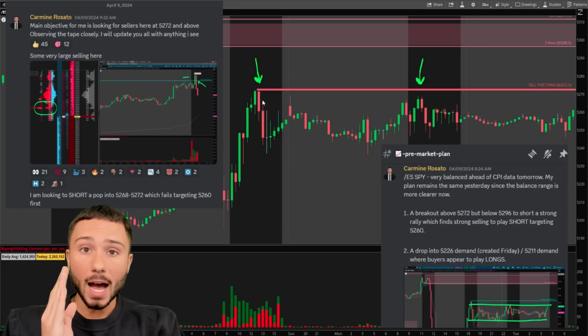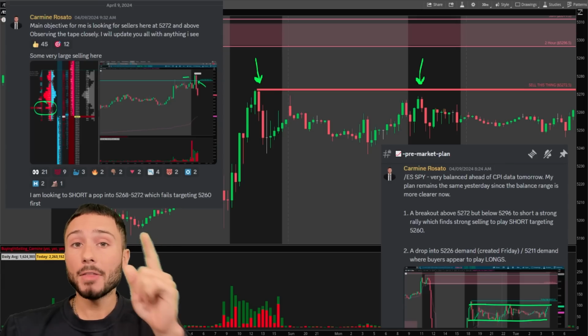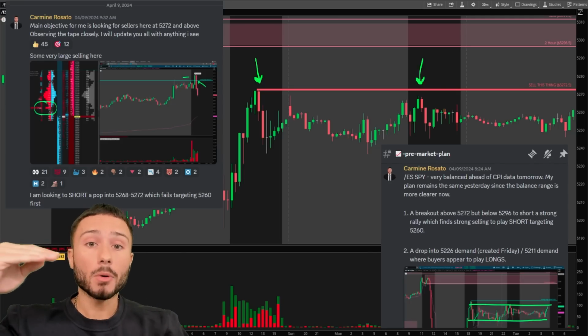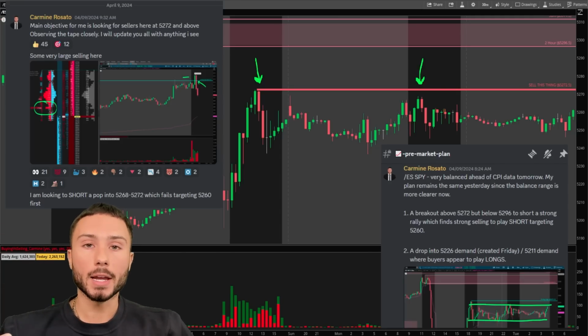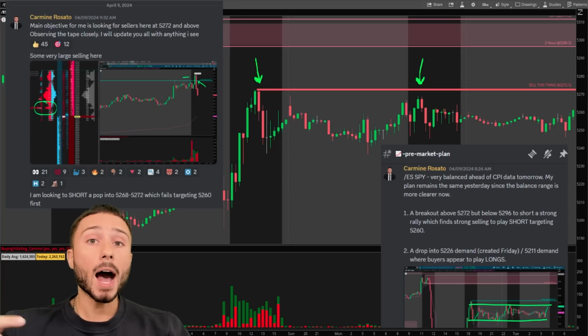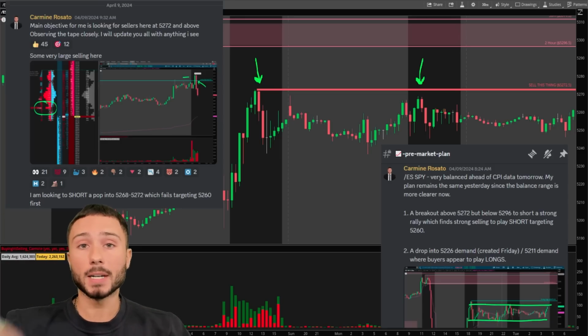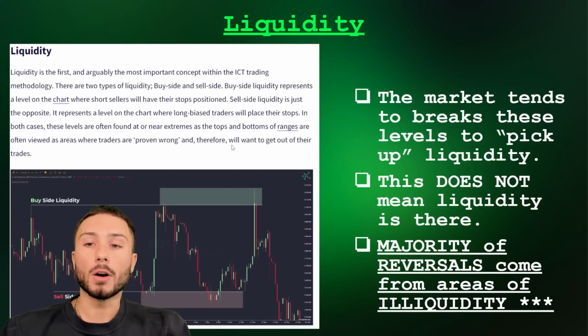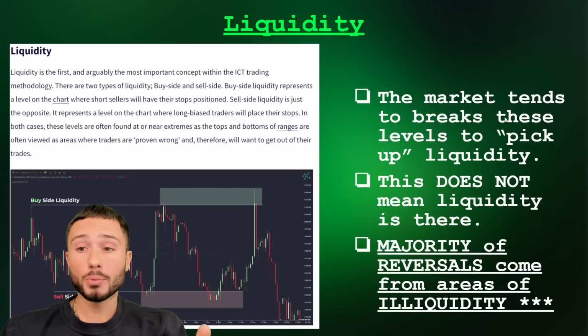If the market breaks the high and new longs buy the breakout and become trapped, and shorts stop out above the high, we have two influences where liquidity is being picked up for a possible reversal for the market to drop to the downside. So the term liquidity is true and valid. We pick up the stops for the market to reverse, as these are areas where traders are proven wrong and they want to get out of their trades. The market tends to break these levels to pick up liquidity, completely true.